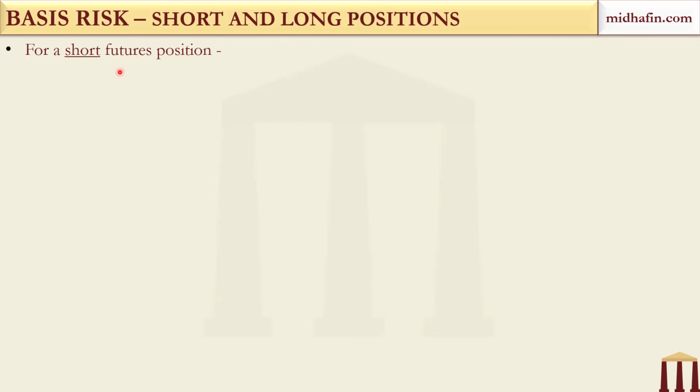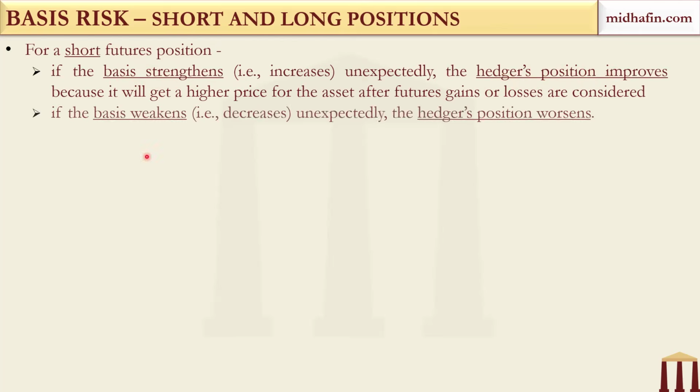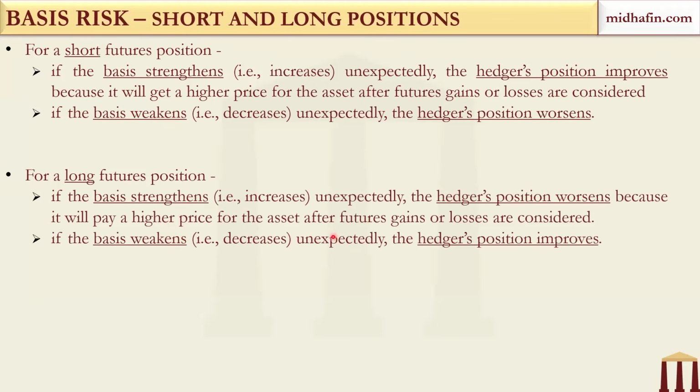Remember, for a short futures position, if the basis strengthens, then the hedger's position improves. If the basis weakens, then the hedger's position worsens. As I mentioned, using an example, we have actually verified it. In fact, we have proved it using symbols also, even without examples. For a long futures position, if the basis strengthens, the hedger's position worsens. If the basis weakens, the hedger's position improves. And at the heart of all these four points is the expression F1 plus B2.